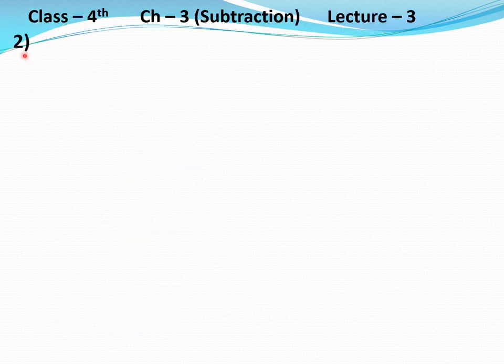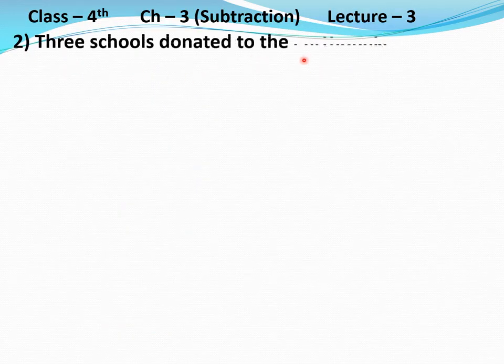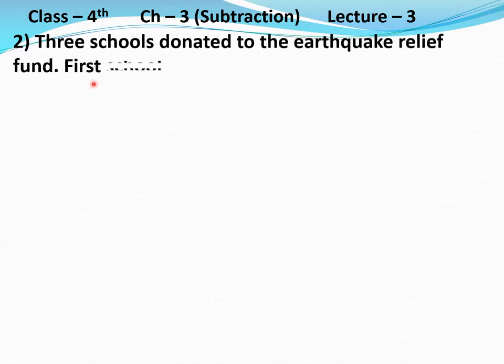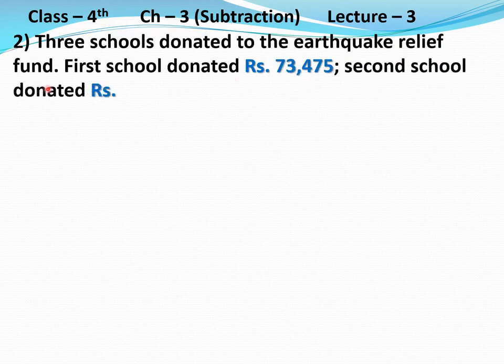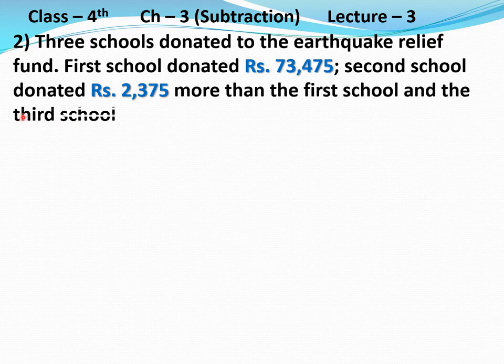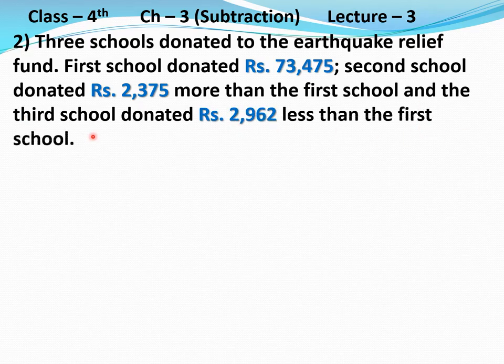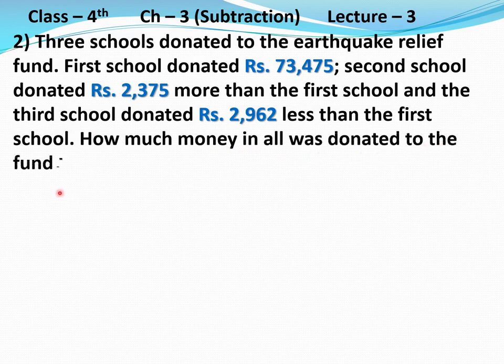Now, question 2. 3 schools donated to the Earthquake Relief Fund. First school donated rupees 73,475. Second school donated rupees 2,375 more than the first school. And the third school donated rupees 2,962 less than the first school. How much money in all was donated to the fund? See, first school donated rupees 73,475.